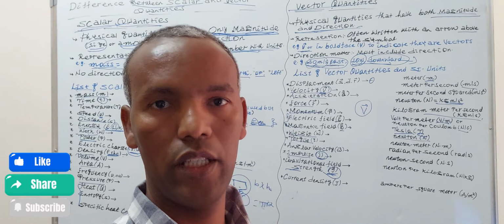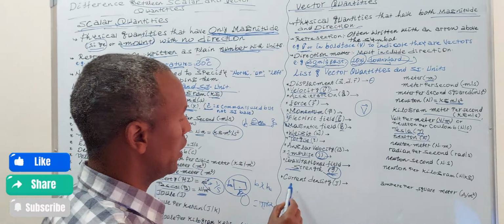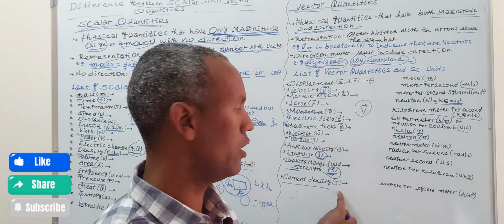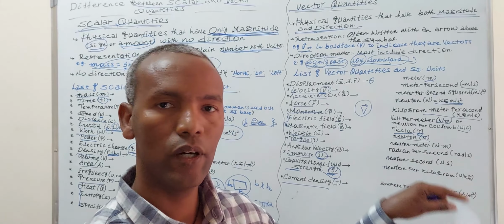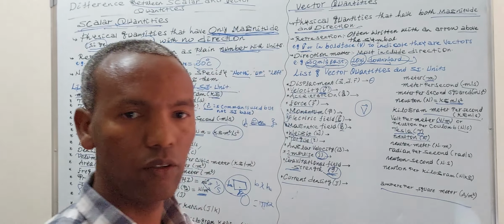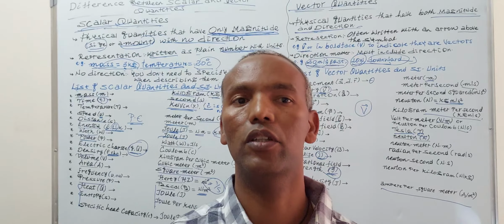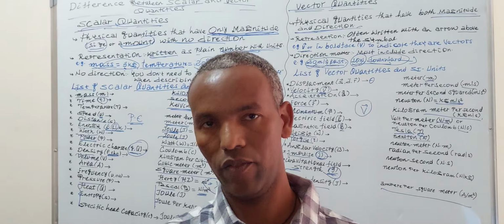Let me know if I made any mistake. I'm happy to learn from you guys. And then current density is represented by J, and its SI unit is ampere per square meter. So I just want to revise this session. In this session, I wanted to let you know the basic difference between scalar and vector quantities.